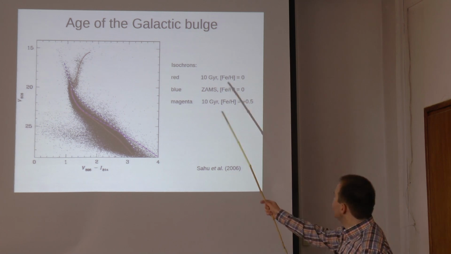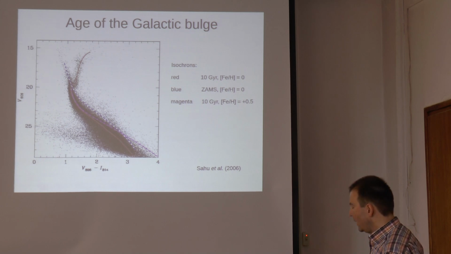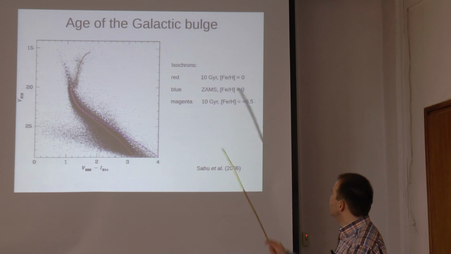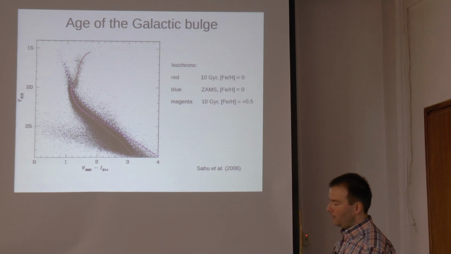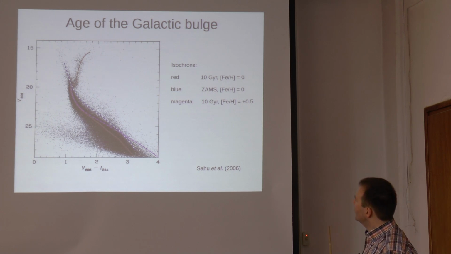And this is metallicity. So the iron over hydrogen abundance, and it is assumed that this is more or less solar. So this is the logarithm of the amount of metals to hydrogen.